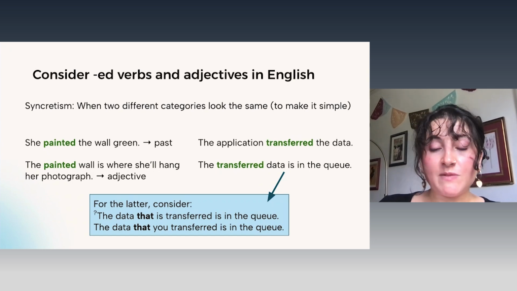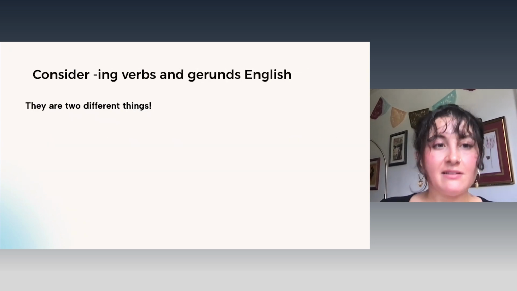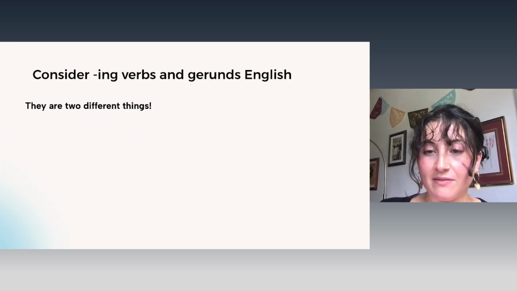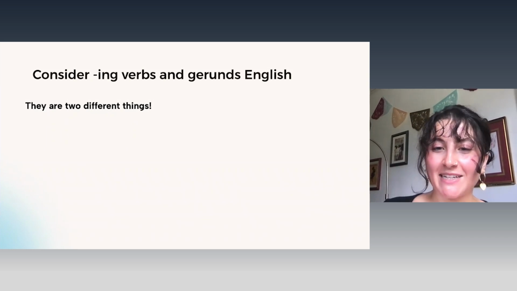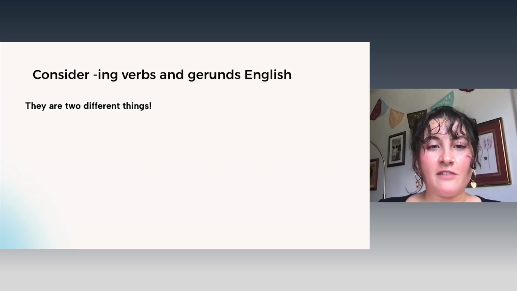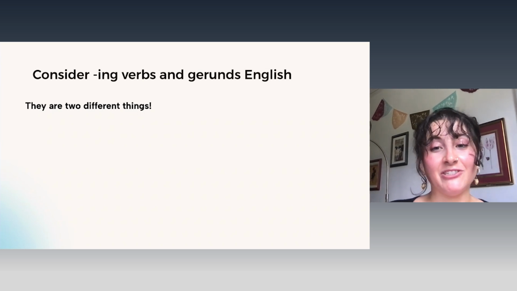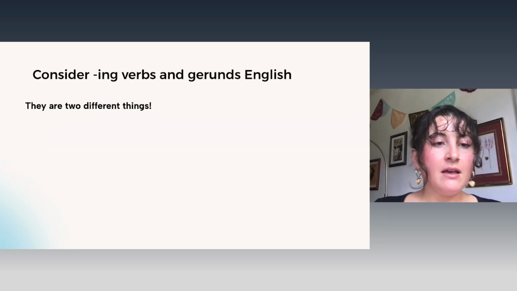So aside from ed verbs and adjectives, something similar we see in English is with ing verbs and gerunds. Now, probably one of the biggest misconceptions I see with technical writing is people often think anything that ends in ing is a gerund, and that is not true.